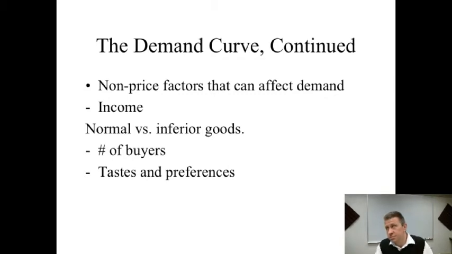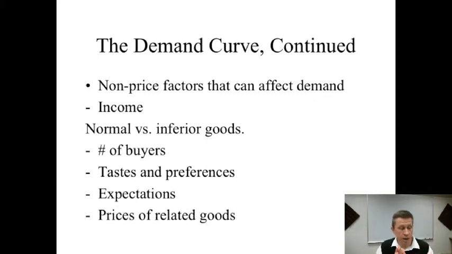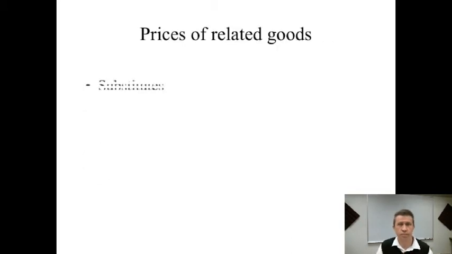Tastes and preferences, right? There are various fads for products. Things go in and out of style. Tastes and preferences matter. Expectations for the future can matter. Prices for related goods can also matter. So for prices for related goods, let's think through it, there's a couple ways this could matter. One is if the products are substitutes. What do we mean by substitutes? Well, the two products could substitute for each other, like video game systems, the Wii U versus a PlayStation 3, or versus an Xbox 360. Those products all kind of do the same thing. They're substitutes.